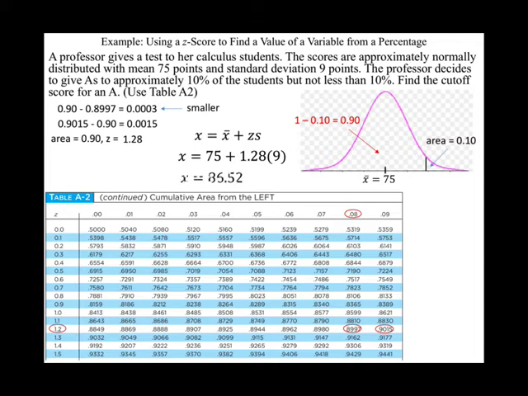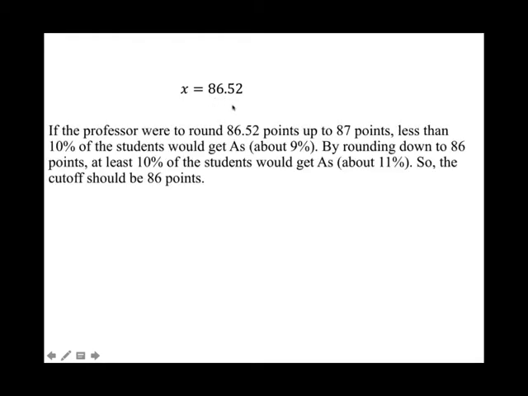You're going to get 86.52. So x is 86.52. And if we do the rounding, we could say x equals 87. But think about it. If the cutoff is 87 points, less than 10% of the students would get the A's. If you plug it in, you'll find it's only 9% from here. So we need at least 10% of students getting an A.